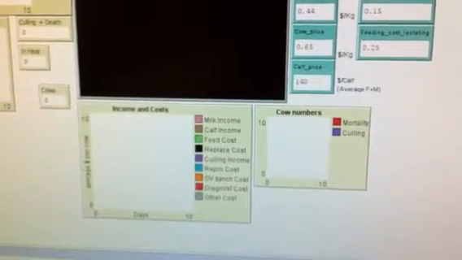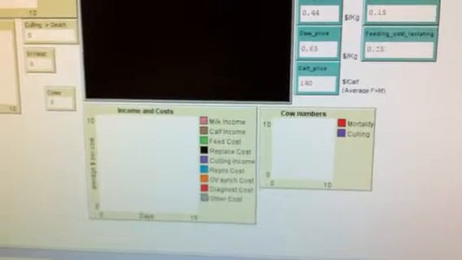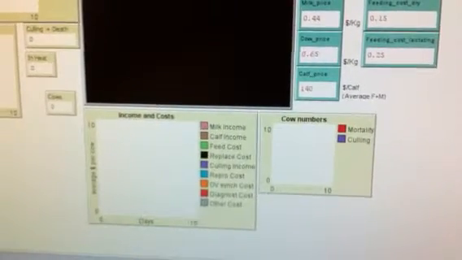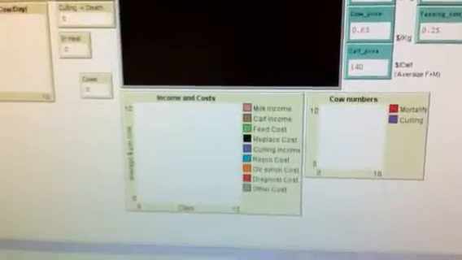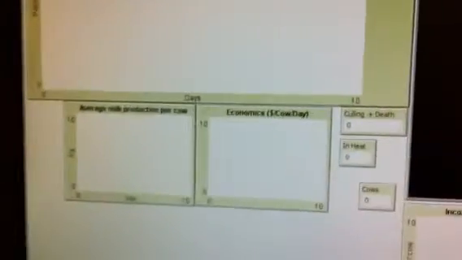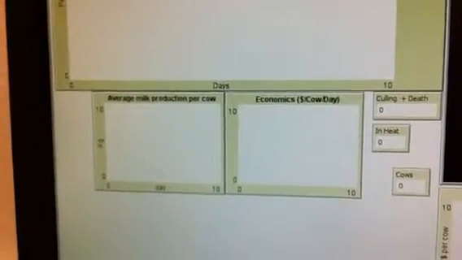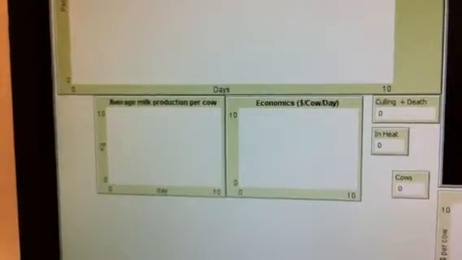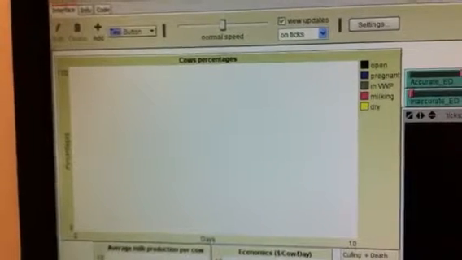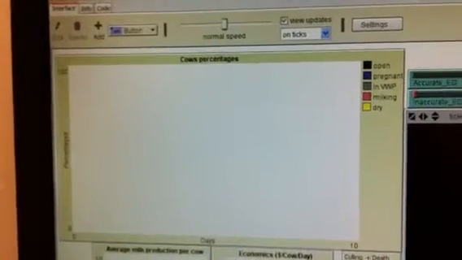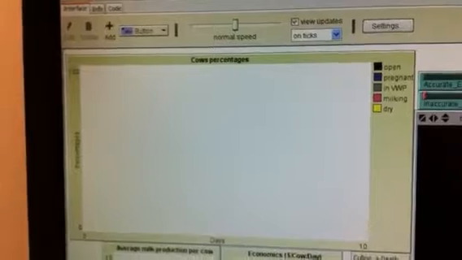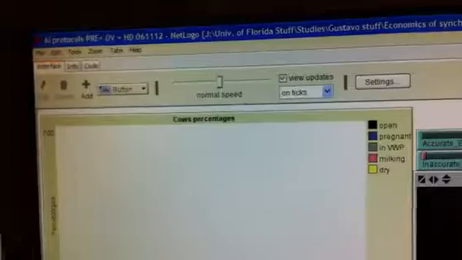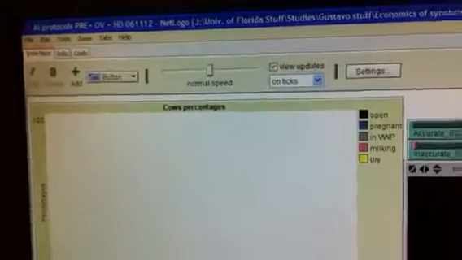So I have here cow numbers on the right of the screen. I can look at mortality and culling. I can look at my incomes and cost. Right here I have my average milk production per cow and economics, the total profit per cow per day. And here I'm going to see my cow numbers, cow percentages. I'll see the number of open cows, pregnant cows, number in voluntary waiting period, number milking, and number dry. And here I have the speed at which I want the model to run. Right now I have it at normal speed.